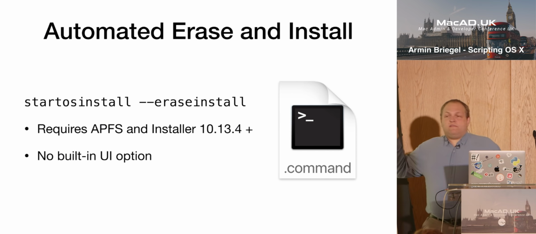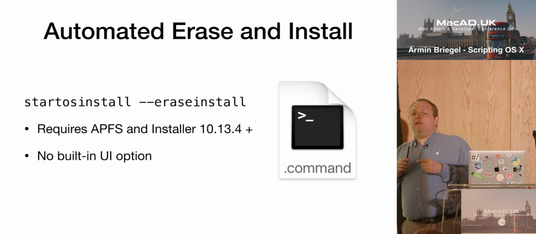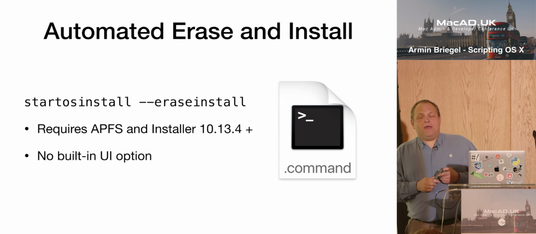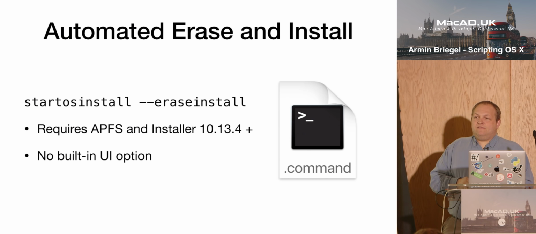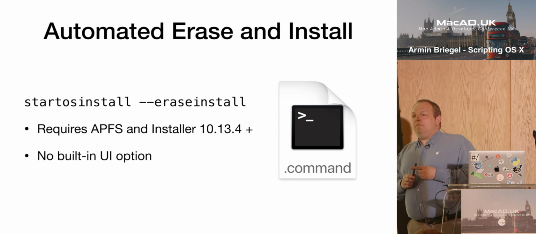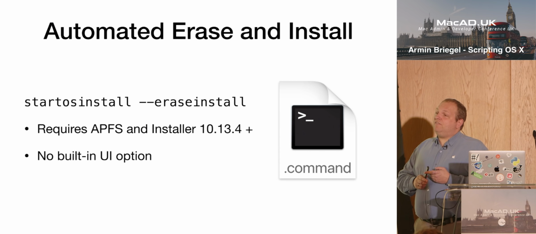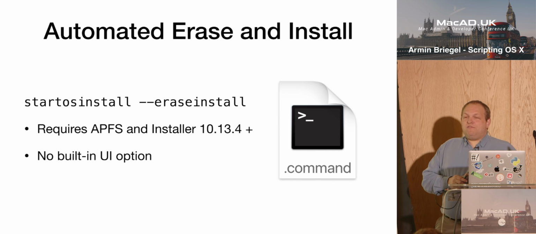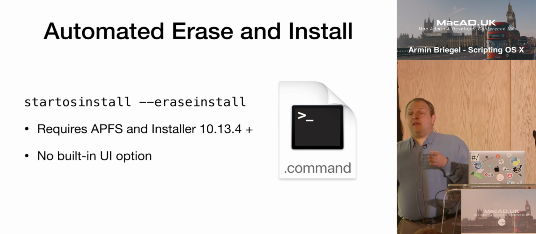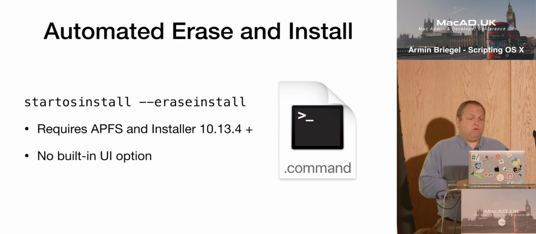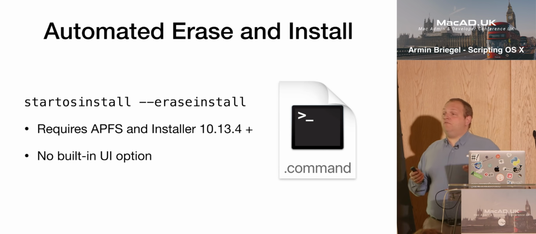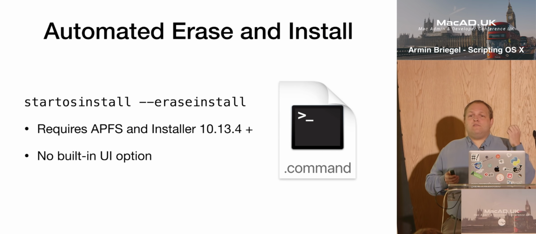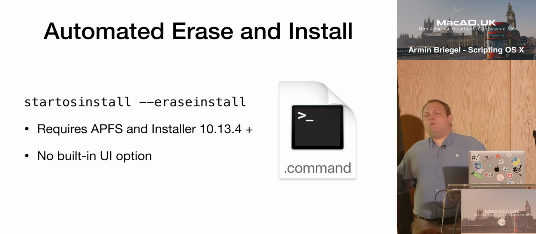The interesting one is the eraseinstall flag. It was added in the 10.13.4 installer application. It will run on any Mac that has APFS. So there's a bit of confusion there. If you're on a 10.13 HFS installation, it won't work. If you're on 10.13.0 with APFS, it will work. It requires APFS and a 10.13.4 or newer installer. There's no UI option for this. Nowhere in the installer application UI does the user have the choice to do a clean install, which is probably a good thing.